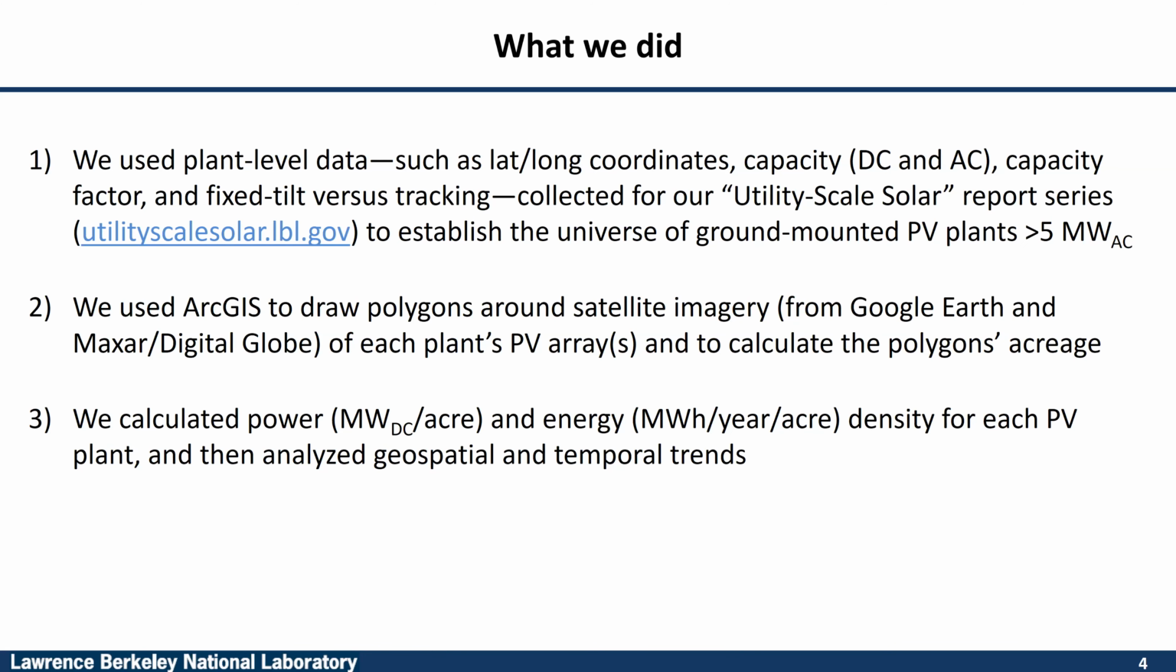So here's what we did. First, we relied on plant level data from a separate Berkeley Lab product, namely our annual utility scale solar report series, to define the universe of utility scale PV plants in the US that are ground mounted and larger than 5 megawatts of AC capacity. We also pulled relevant metadata for each plant from that same report data set. Next, we used ArcGIS to draw polygons around each of those utility scale PV plants and to calculate the area within those polygons. And then finally, we calculated both the power and energy density of each plant and then analyzed geospatial and temporal trends across plants.